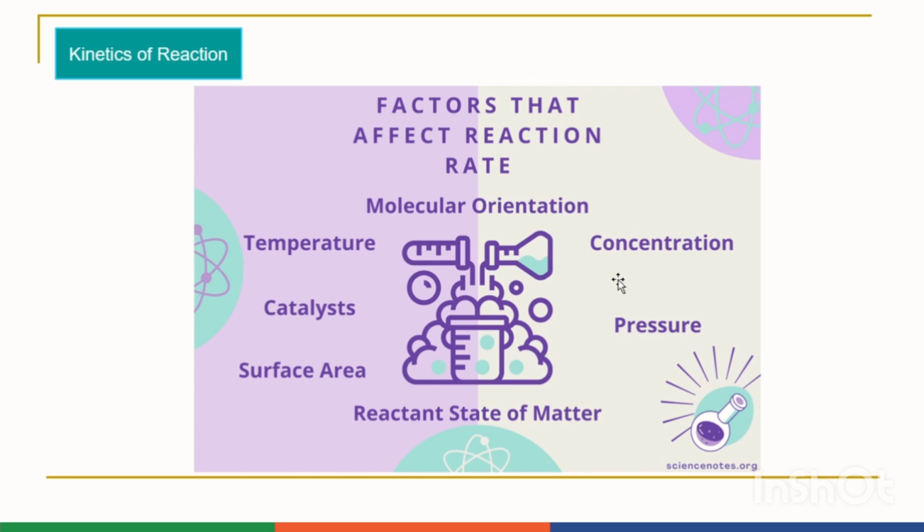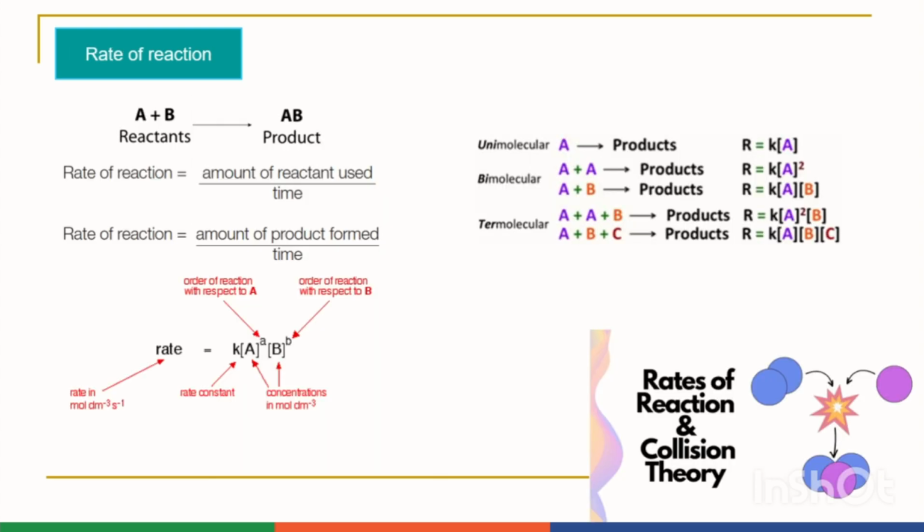Several parameters can affect the rate of a chemical reaction. For example, concentration, pressure, reactant state, surface area, catalysis, temperature, and orientation of the molecule. The formulation of the reaction rate can vary based on the types and the amount of the reactant, and also can vary based on the type and amount of the products.